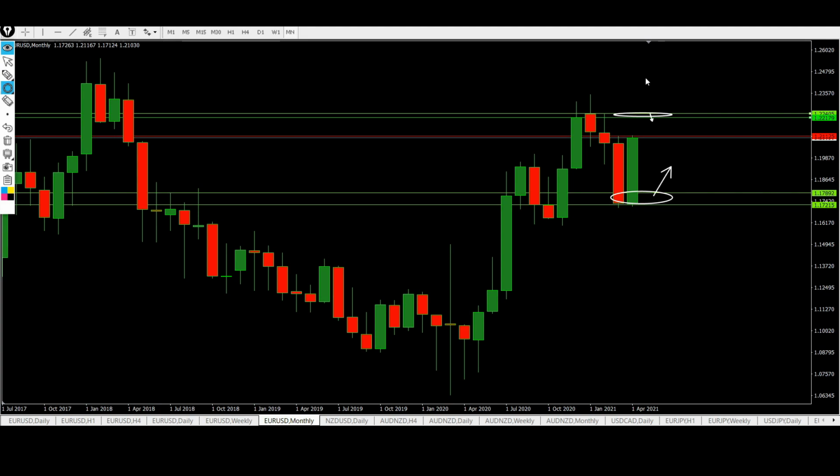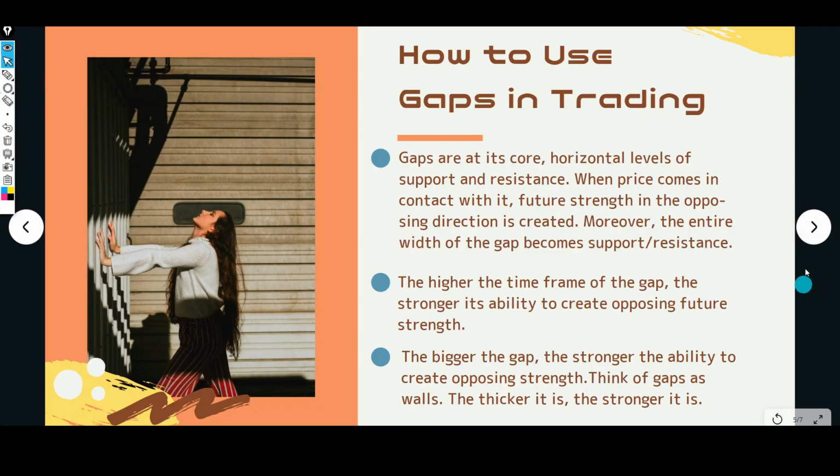Okay, so that's another general rule. The bigger the gap, the stronger the gap. In later lessons, when we start showing examples of gauging future price strength, I'm going to constantly re-explain these rules. So for the time being, just remember those two general rules. The higher the time frame's gap, the stronger it is. And the bigger the gap, the stronger it is. Okay, let's keep going. Next slide, please.